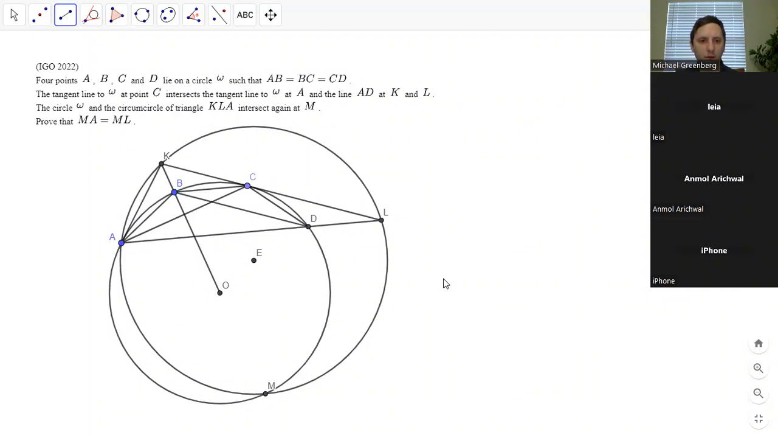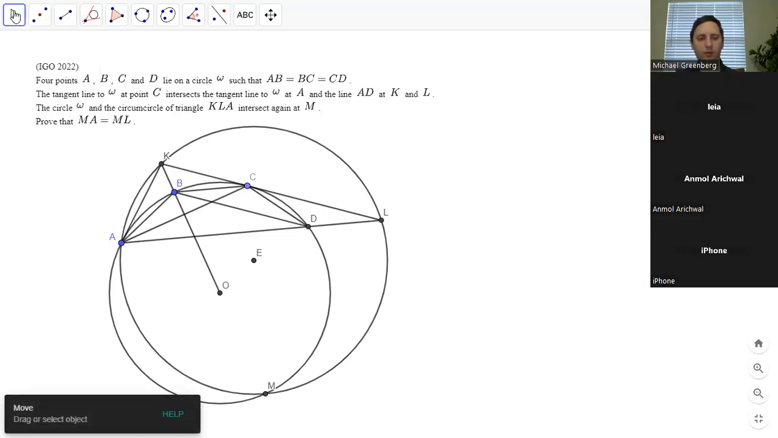And that's probably just angle chasing, because angle DCL is angle DAC, which is angle DBC, which is angle BDC. So that proves they're parallel. So I think that solves it.